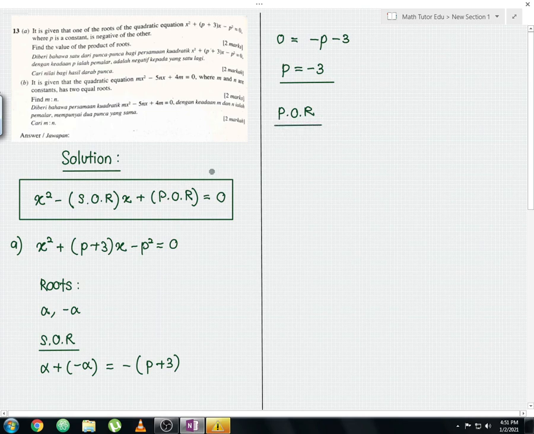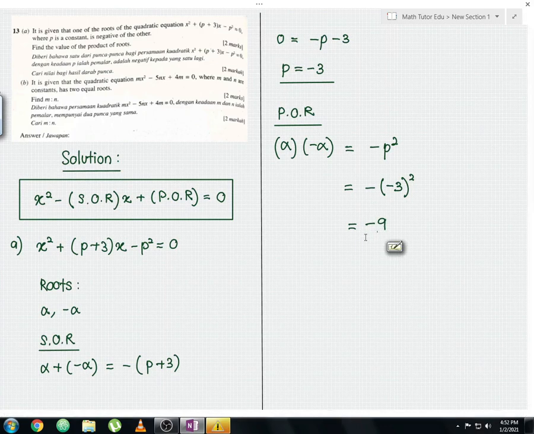So how to find the product of roots? Alpha times negative alpha will be equal to negative p square. Since you know that p is equal to negative 3, you don't disturb this alpha, you just focus on the POR value. So it will be negative, in a bracket, negative 3 square. So you should get your product of roots is equal to negative 9. So this will be your final answer.